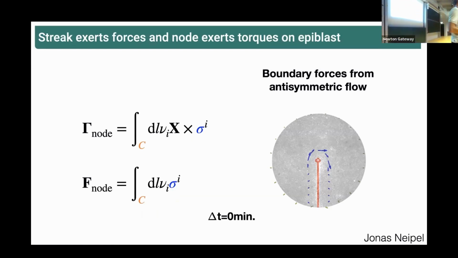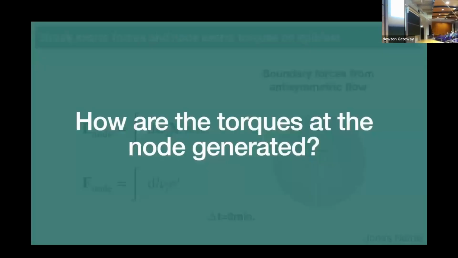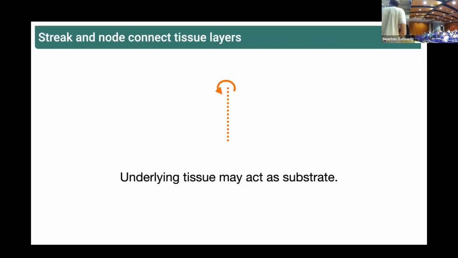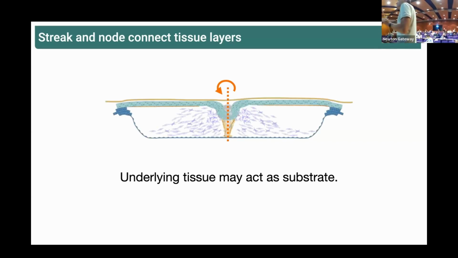So it's the node that's presumably generating the torque to drive the torque flow. Finally, how are these torques generated? We started to wonder. Because you have the substrate, you have the yolk. So if you generate a torque, you're going to have to generate it with respect to something. So we started to wonder whether the three-dimensional nature of the system does come into play a little bit.